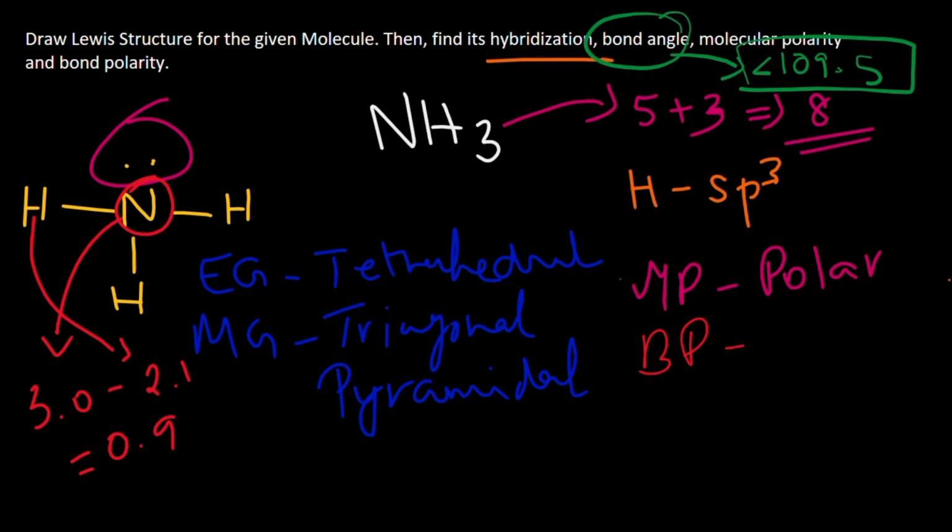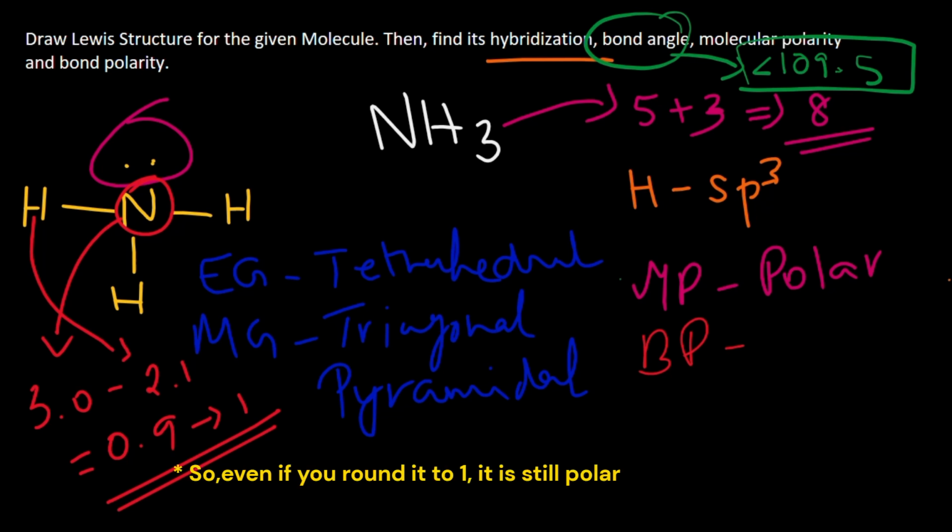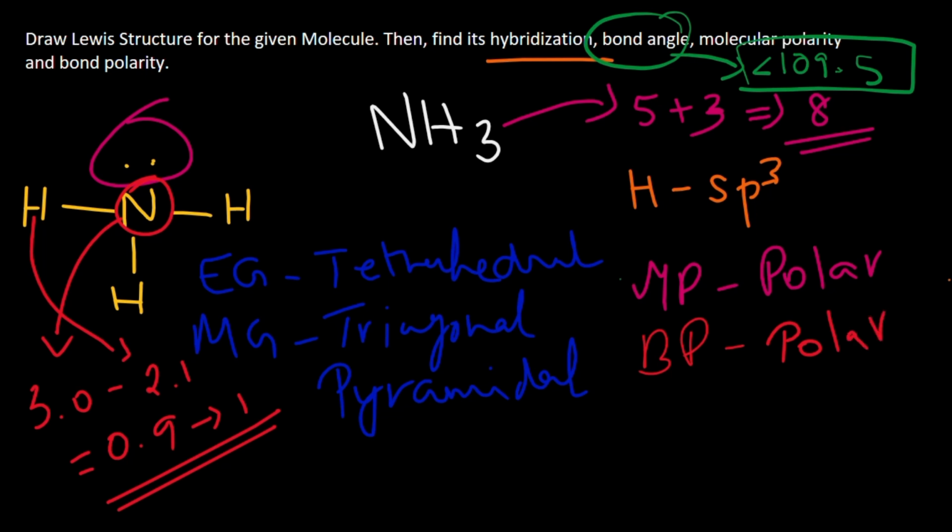So after you find it, you know that the 0.9 is going to be polar, because anything from 0.3 to 1.7 is going to be polar. So our bonds are also going to be polar. So that is how you find the bond polarity and molecular polarity for NH3.